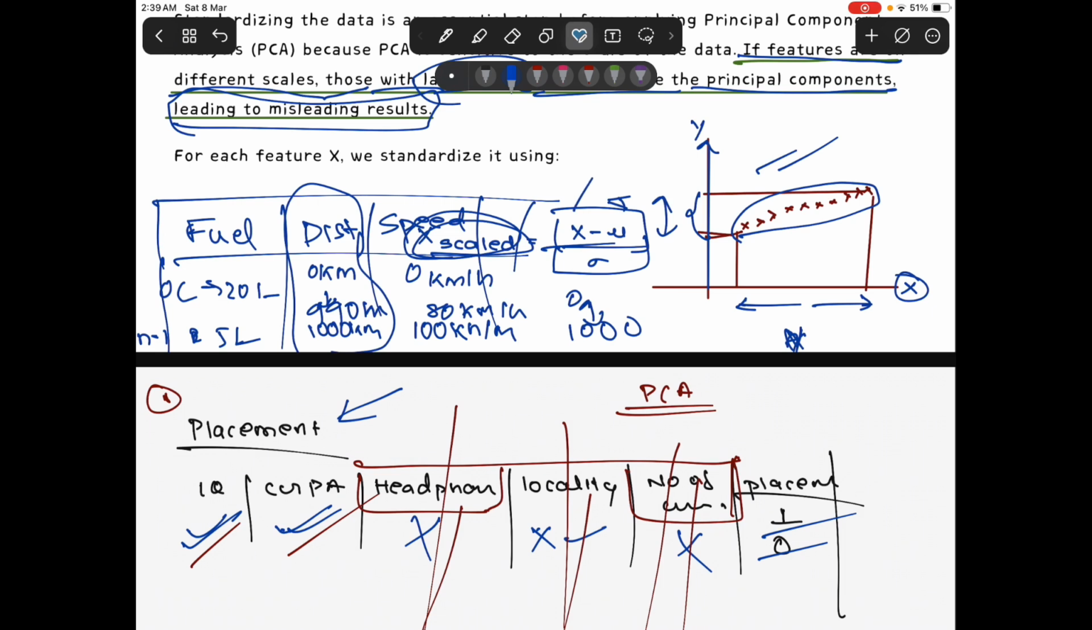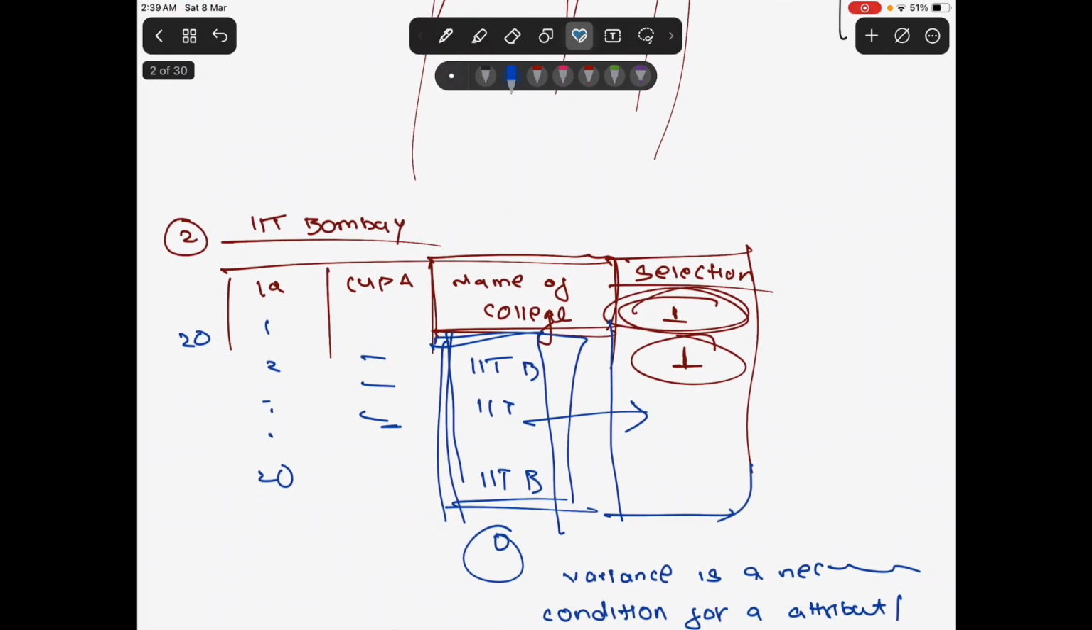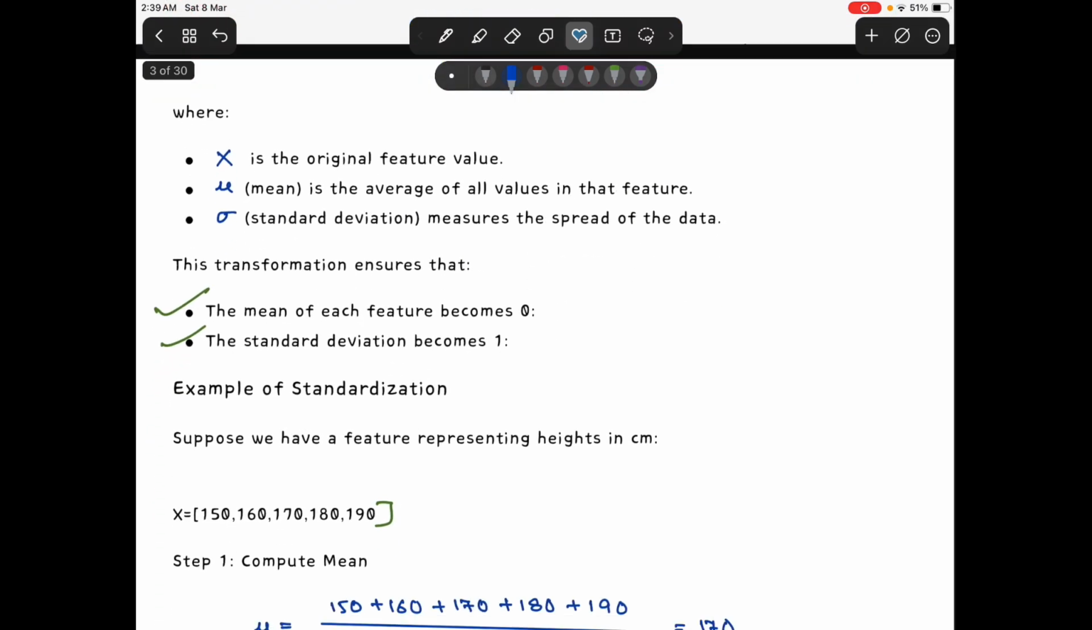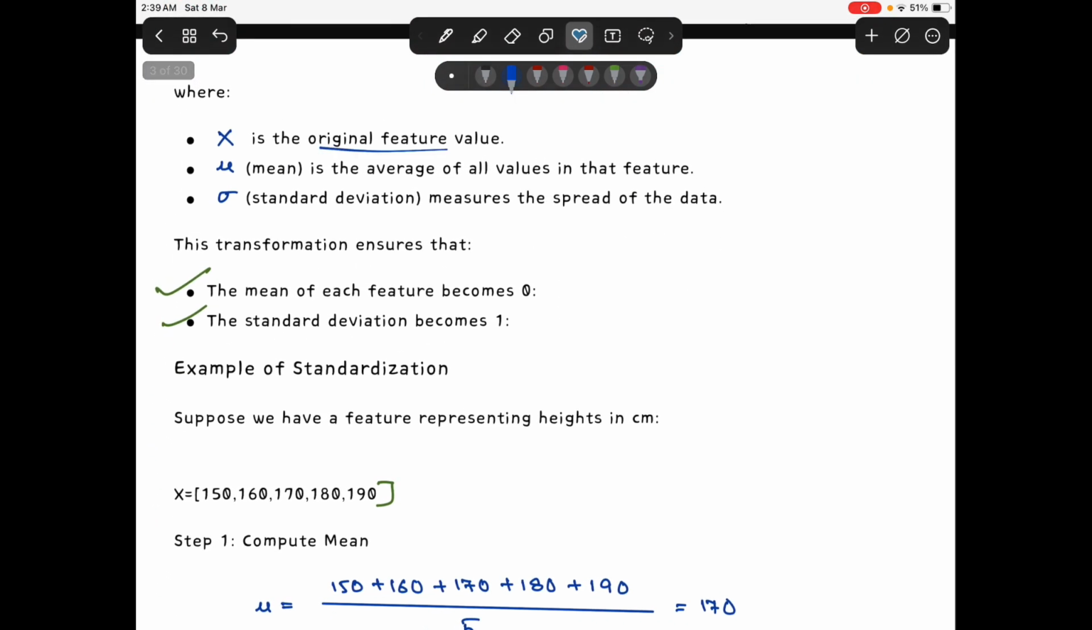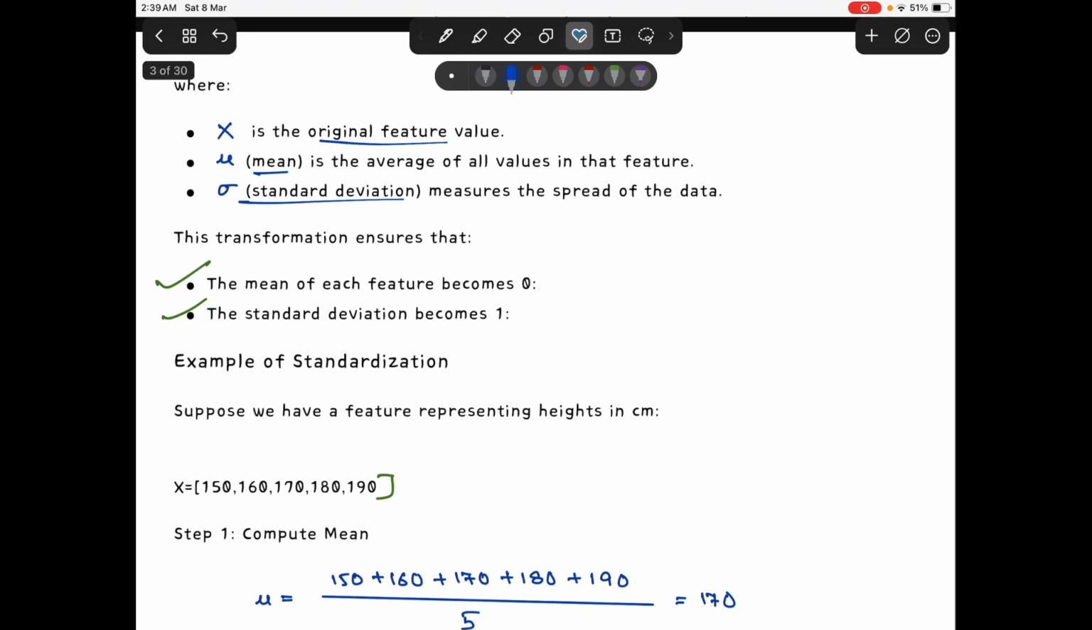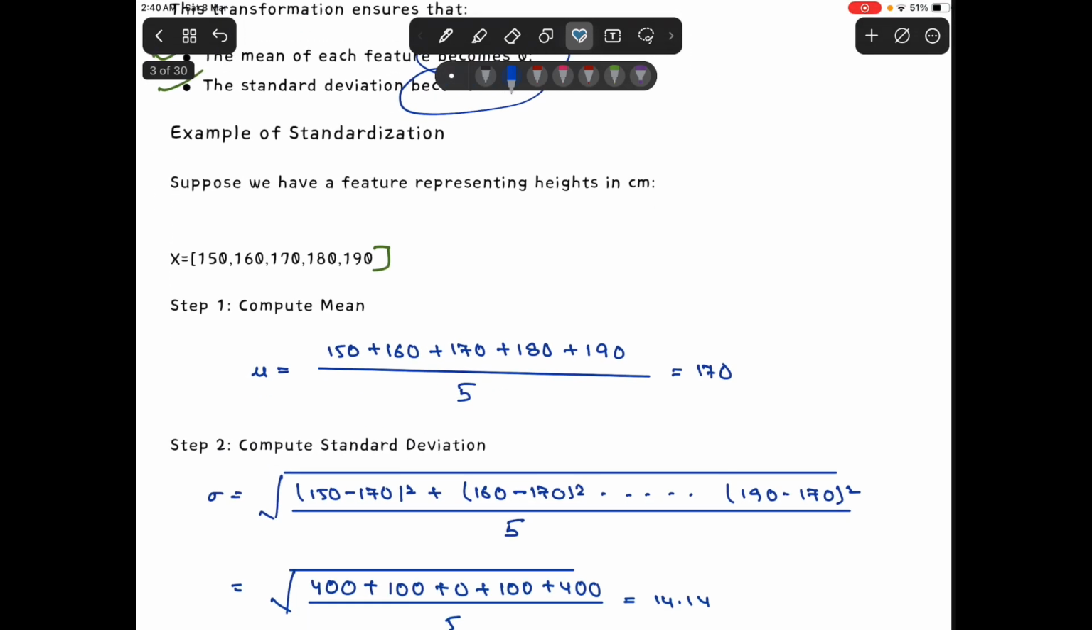Here x is our data points, mu is our mean value, sigma is the standard deviation. You already know mean, you already know variance. The data point will be x, and the new data point will be x scaled. I have actually solved this one, so you can see here. x is the original feature value, mu is the mean, sigma is the standard deviation. After this, the mean will become 0 and the deviation will become 1. So here is the example.